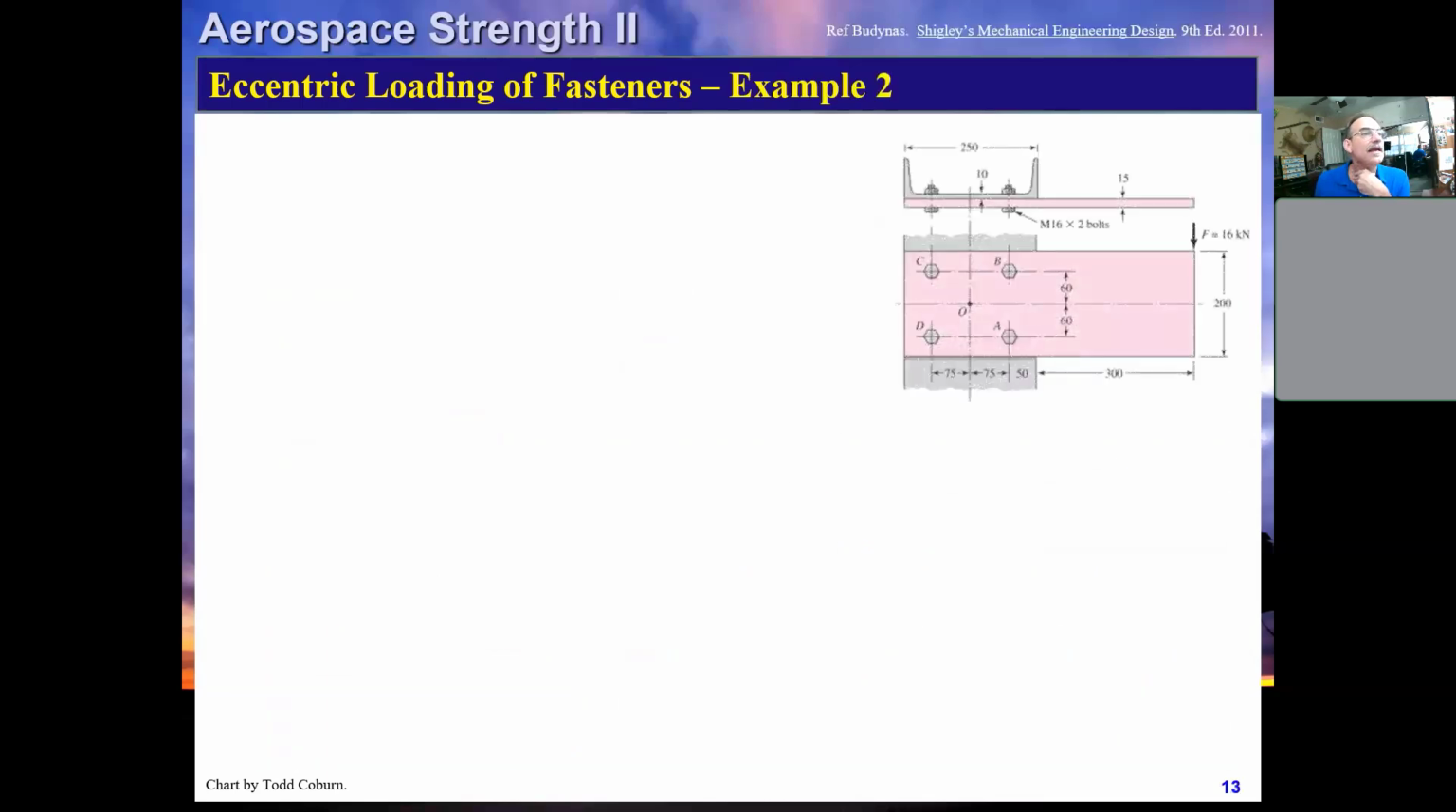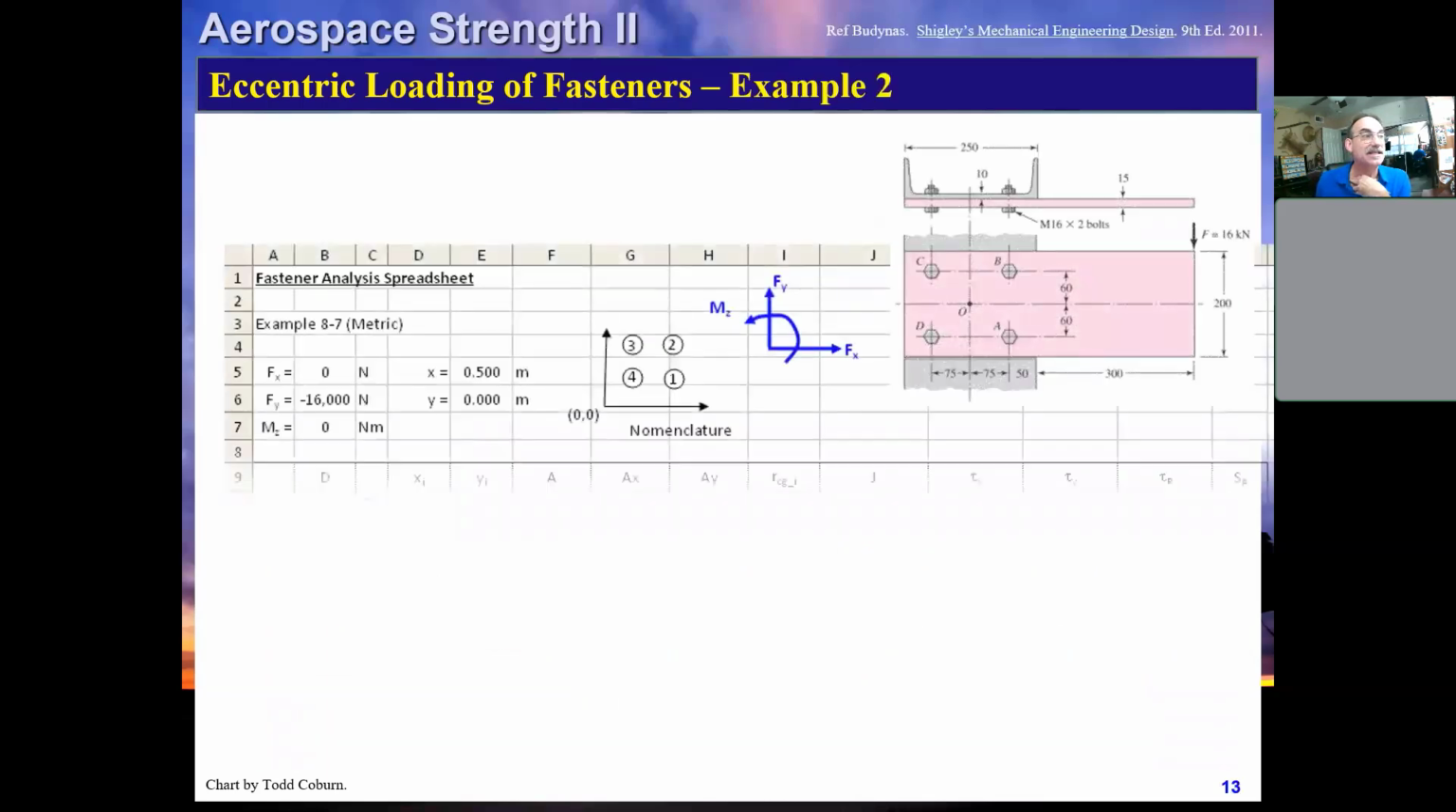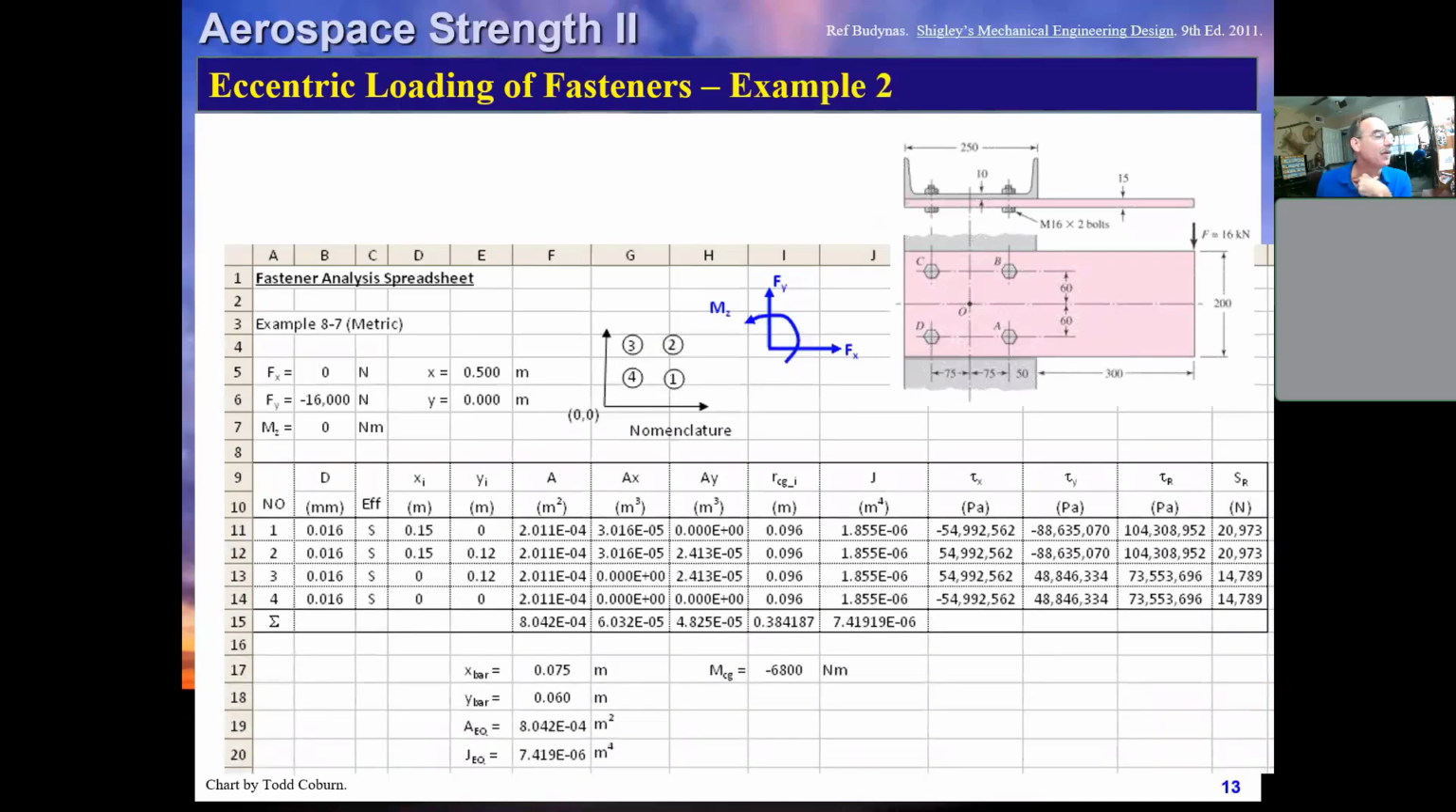Got that? Here's another little example. This is going back to this example solved in a tabular manner. Once again, you'll notice here we have our applied loading. We have an XL and a YL of the loading itself. This is just showing my nomenclature and my load directions. We have 4 fasteners. We plug in the diameter of each. We plug in the X and the Y coordinates of each. Calculate the areas, calculate the AX, calculate the AY. Use those to get our X bar and our Y bar.